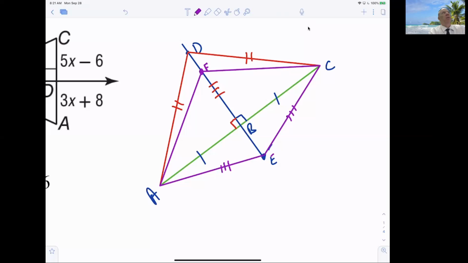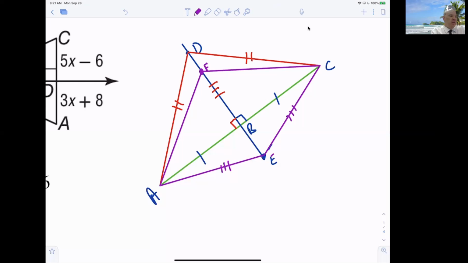Now again, I just think there's no reason to memorize that. I think anytime you would draw that, you could obviously see that's true. Everybody agree with me on that? So if you are on the perpendicular bisector, that means you are equidistant from the endpoints. Is everybody good with that?